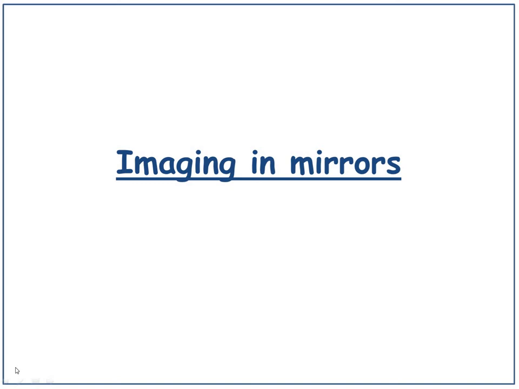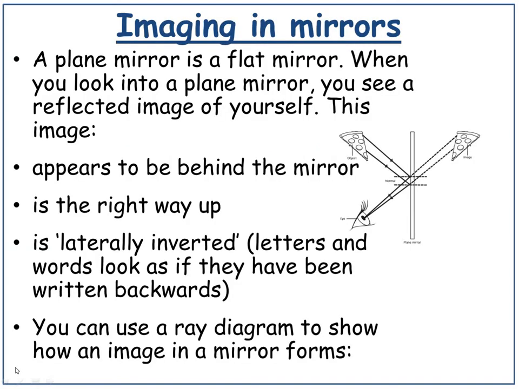Imaging in mirrors. A plane mirror is a flat mirror. When you look into a plane mirror, you see a reflected image of yourself. This image appears to be behind the mirror, is the right way up, but is laterally inverted. So letters and words look as though they've been written backwards.